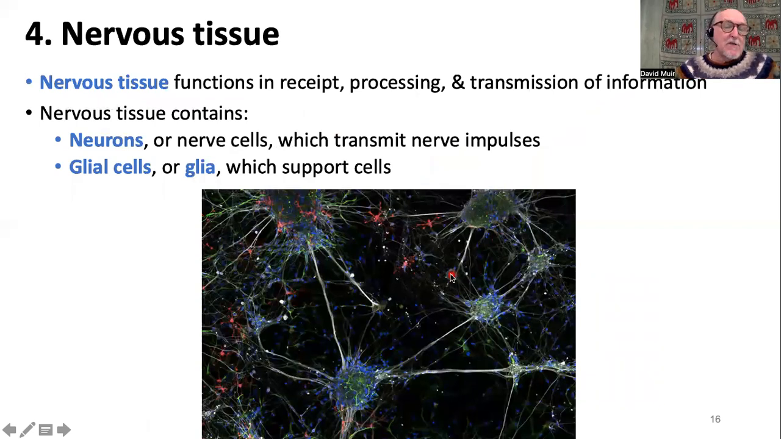The fourth kind of tissue that we need to talk about, we'll only mention briefly here because we're going to discuss it in some detail later on in the semester. And that is nervous tissue. And nervous tissue is highly specialized to receive and process and then transmit information of many different kinds.